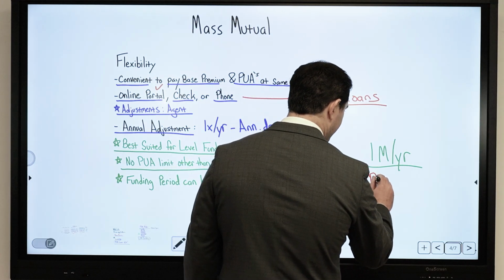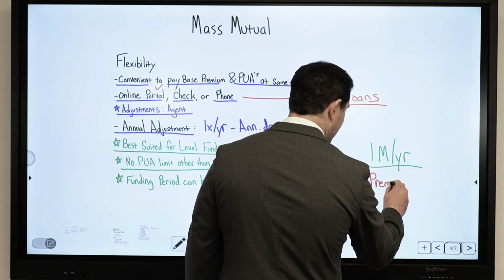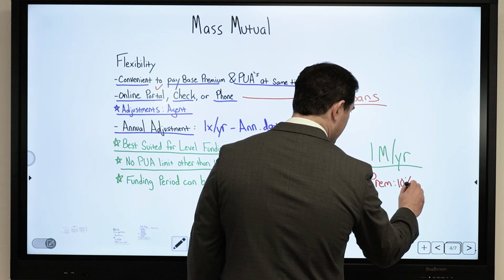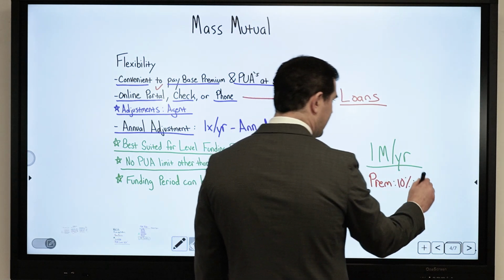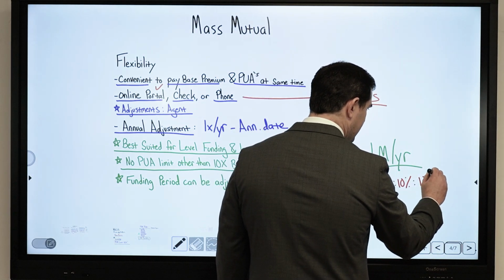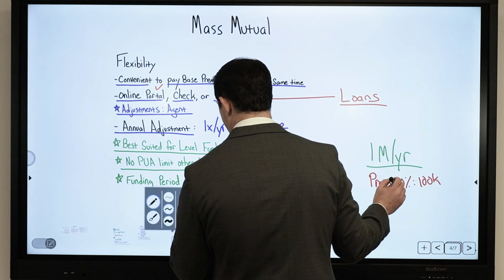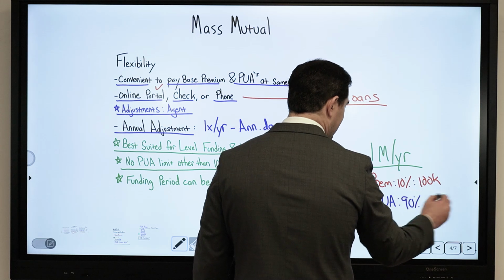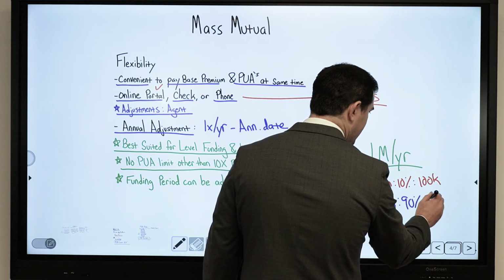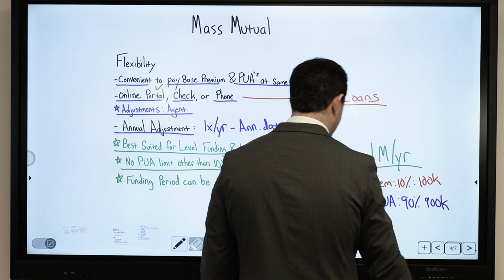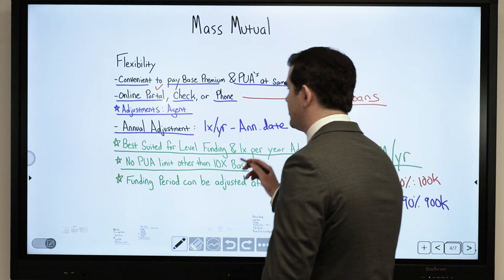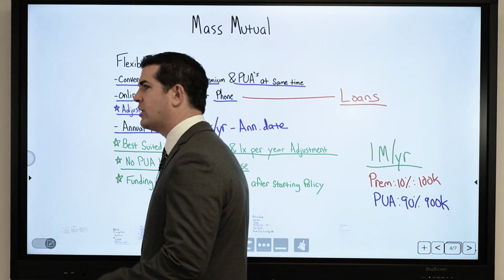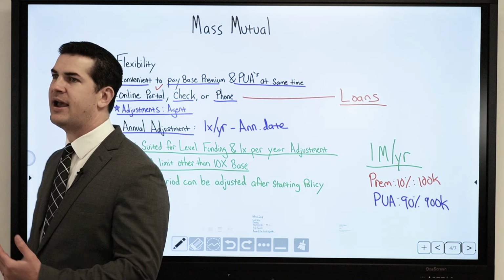Have a premium of 10%, that would be $100,000, and then have the ability to throw PUAs in up to 90%. They have a term rider as well, but another $900K. Now, why that's an advantage for them is you will see other companies have PUA limits that may be 10x.